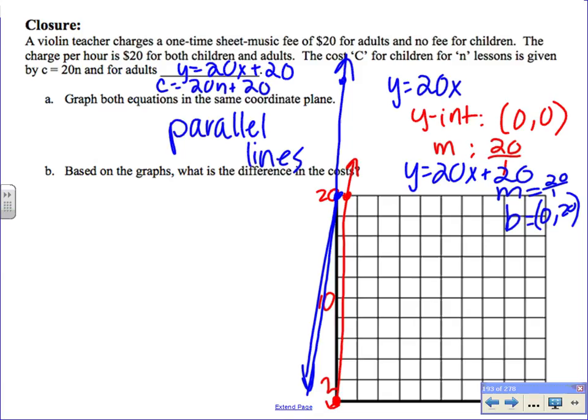Zero, and then my 20 is right on that corner right there. And this is a point for kids. I went up 20 and over 1. I tried to go over 1. So my adult line is the blue one.